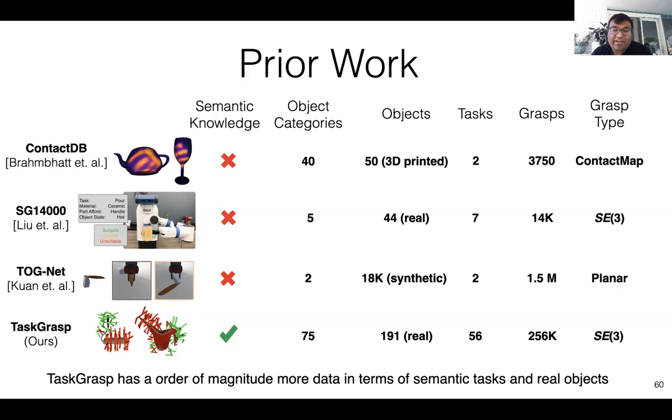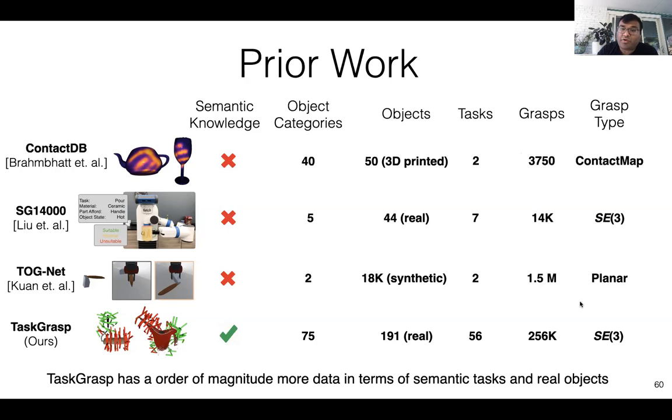So here, given an object and a task, you have to predict what grasp is going to be successful for using that object for that task, essentially. Our data set is an order of magnitude larger than any of the other approaches. For example, compared to both ContactDB and SG14000, we have an order of magnitude more grasps that are labeled.